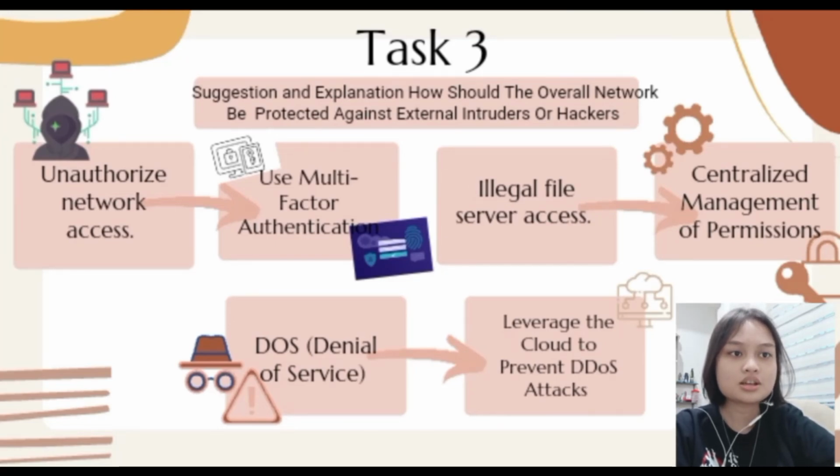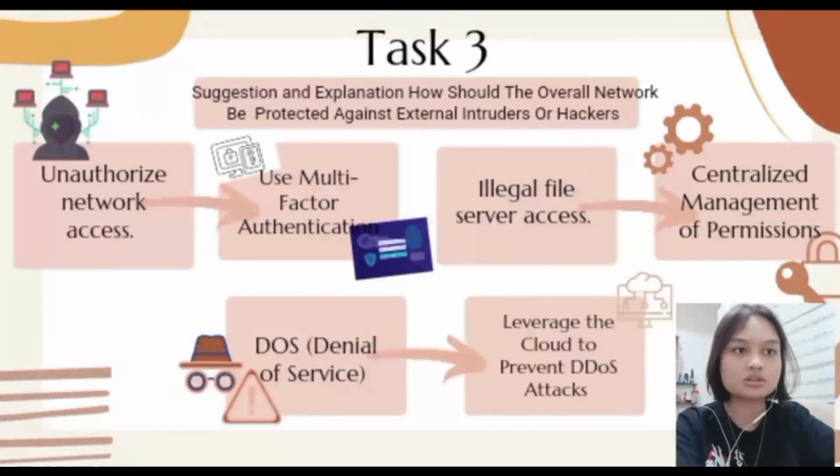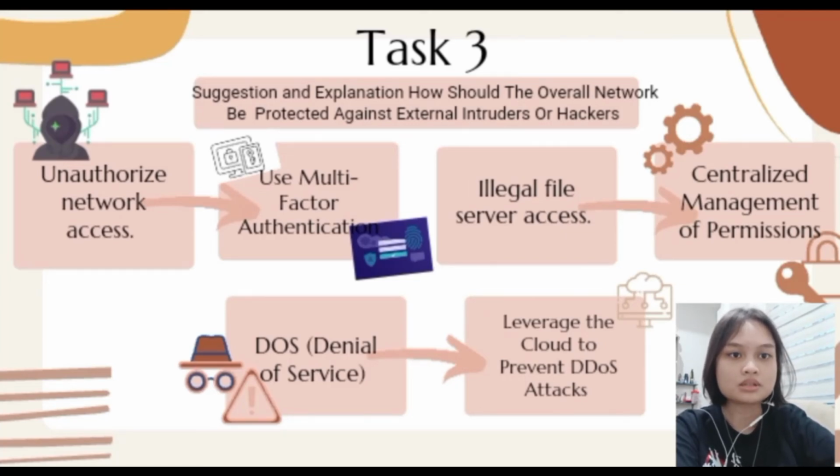Second external intruder here is from the illegal file server, and to avoid this, we could centralize management of permission, with which the IT department combines and stores all the data in one location. Last but not least, attack from DOS or denial of service could be solved by leveraging the cloud to prevent it. This is because cloud has more capacity than the other private network.